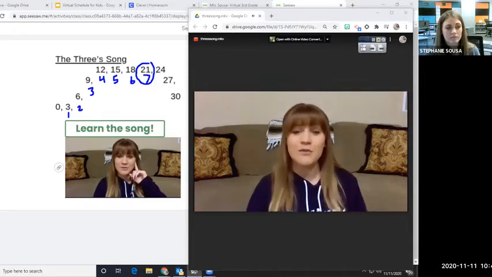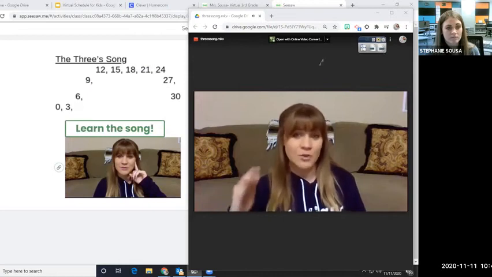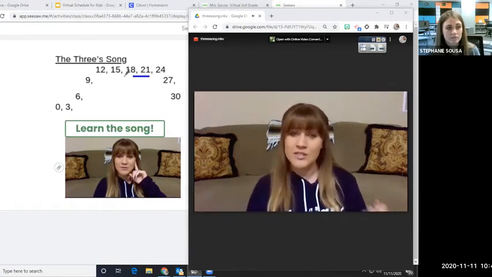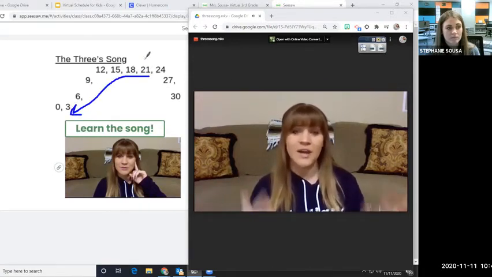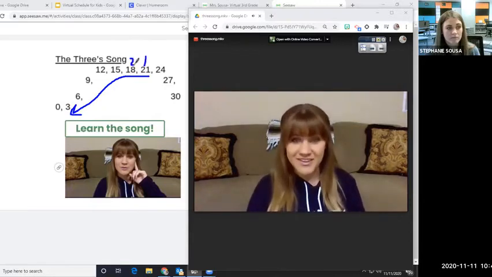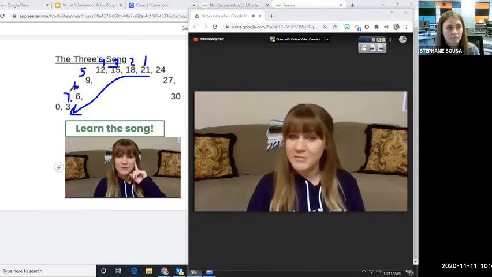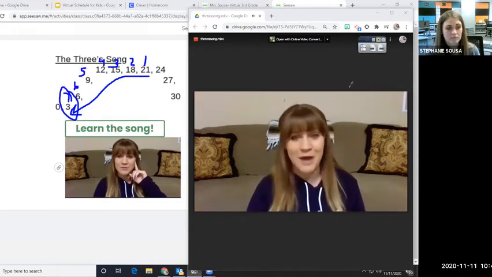Same thing if you were doing division. If you had to figure out 21 divided by 3, you could sing the 3 song until you got to 21 and you would know that your quotient would be 7. So these songs are really valuable and important. Take time to practice, try to memorize them. I promise you they'll be helpful.